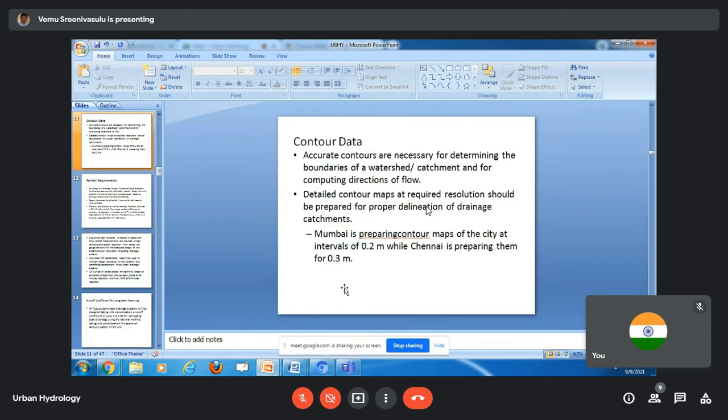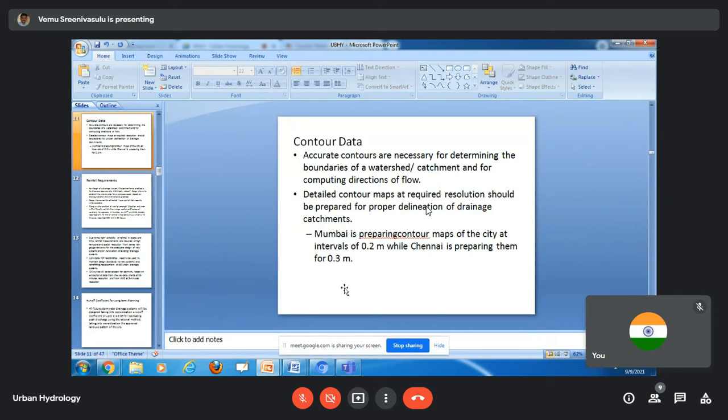We should have a very fine scale, like 0.1 meter vertical interval data. What I am trying to say is that you cannot derive this contour data from the Survey of India topo sheet for this type of study unless you do a manual survey. Generally, in the Kakinada urban municipality, the vertical difference between the highest point and the lowest point is very less compared to some other areas.